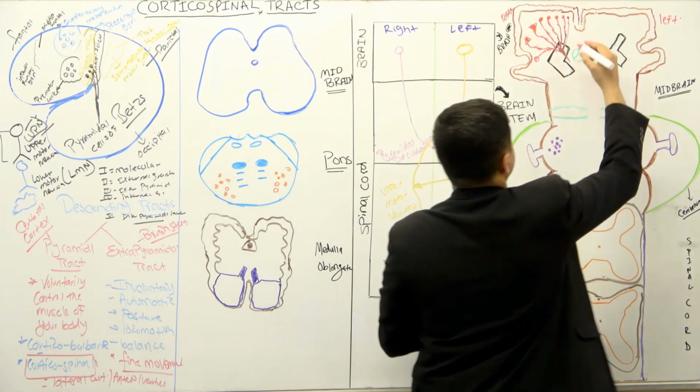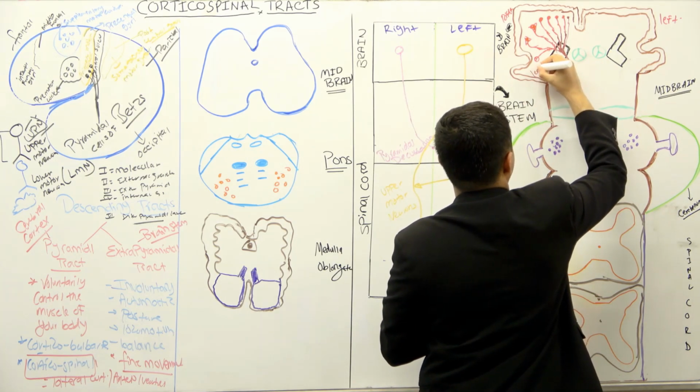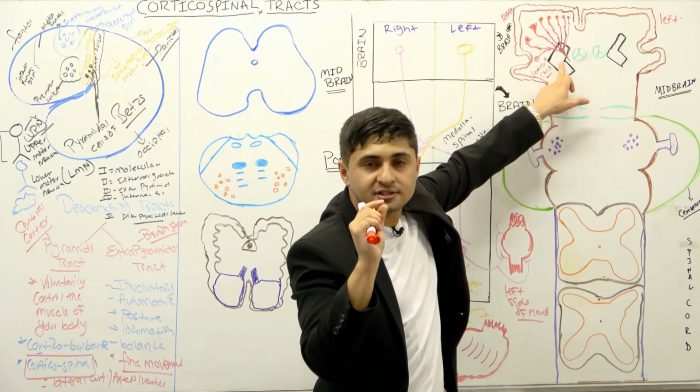It's very important. Let me write it down here. It is called lenticulostriate arteries. It is a branch of the middle cerebral artery. So it's very, very small branches.